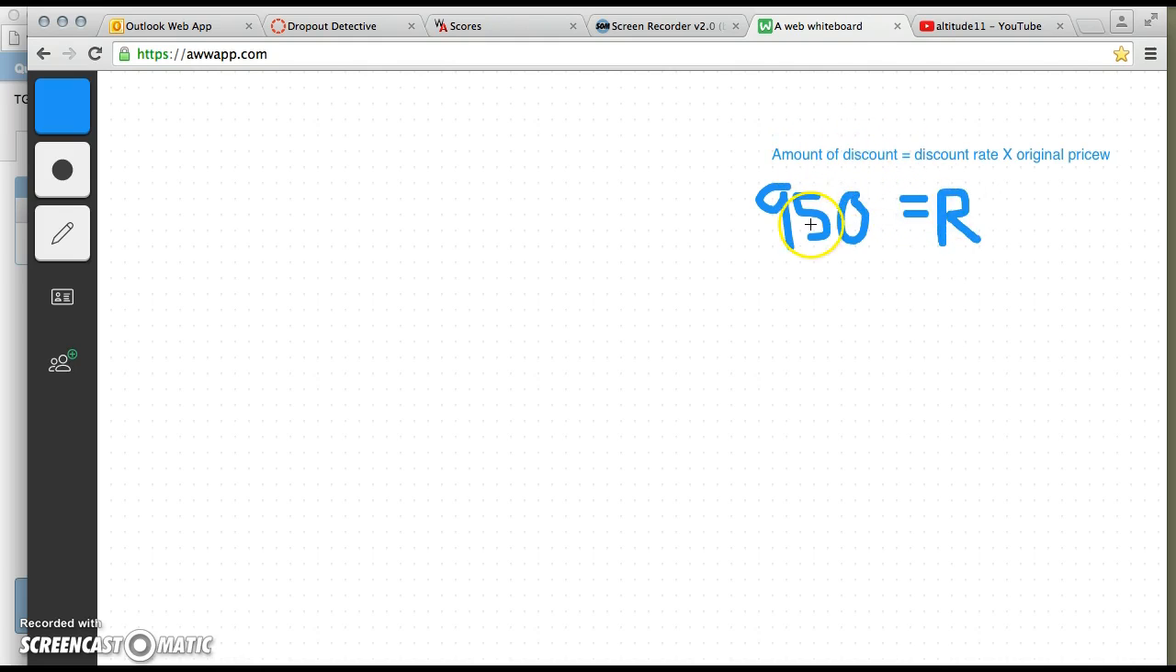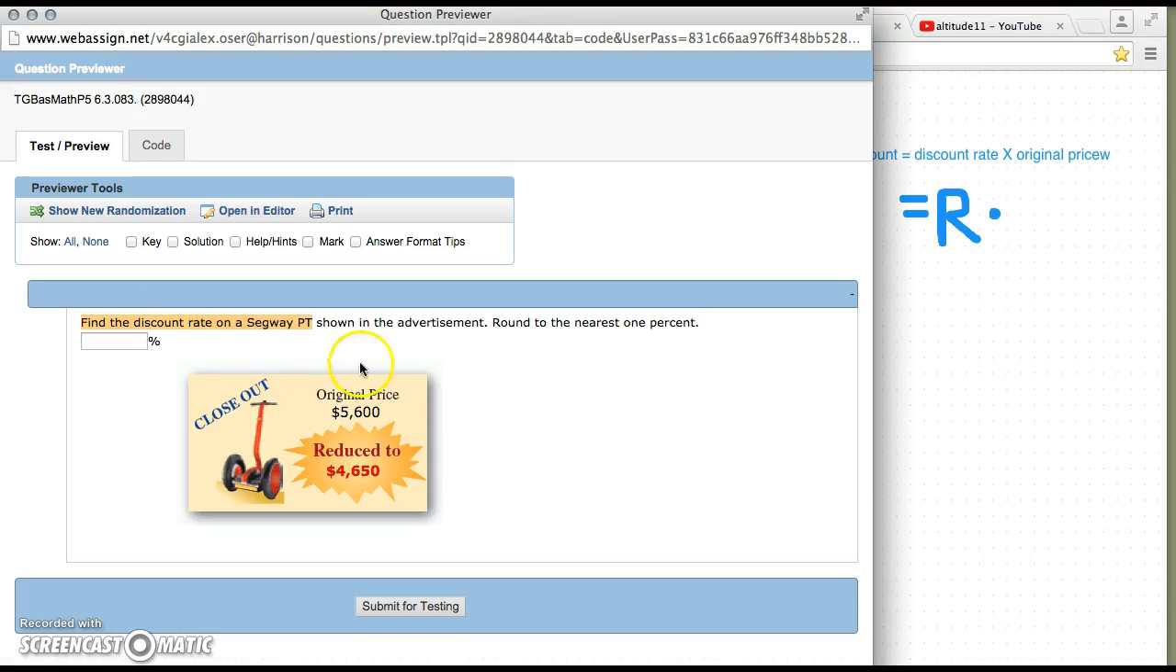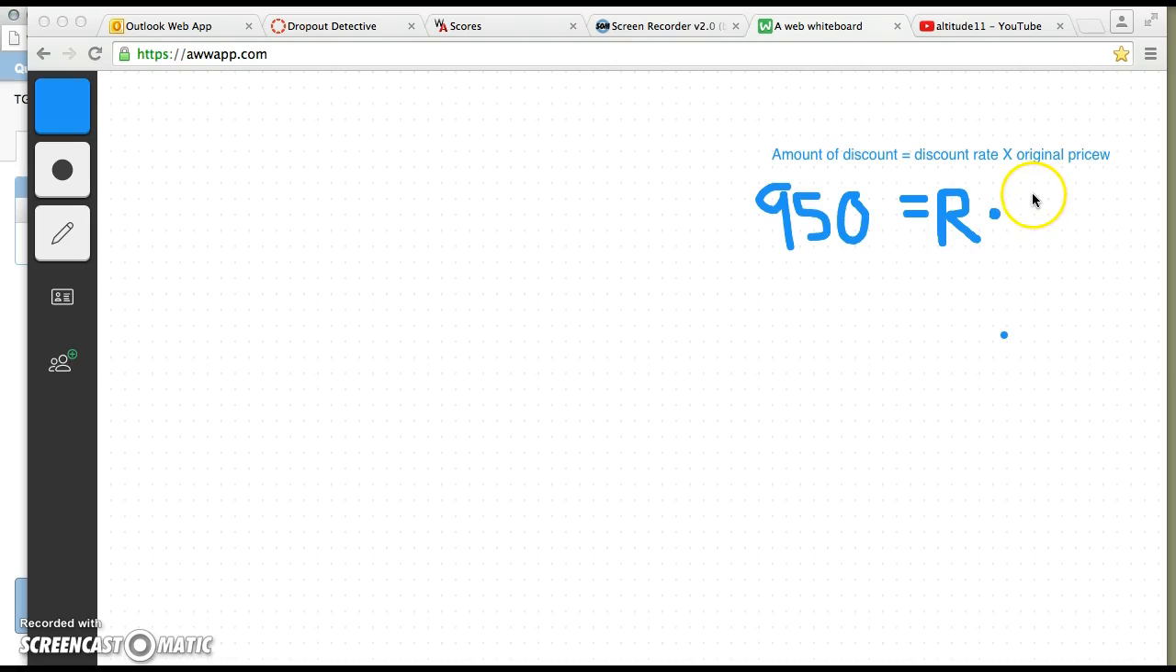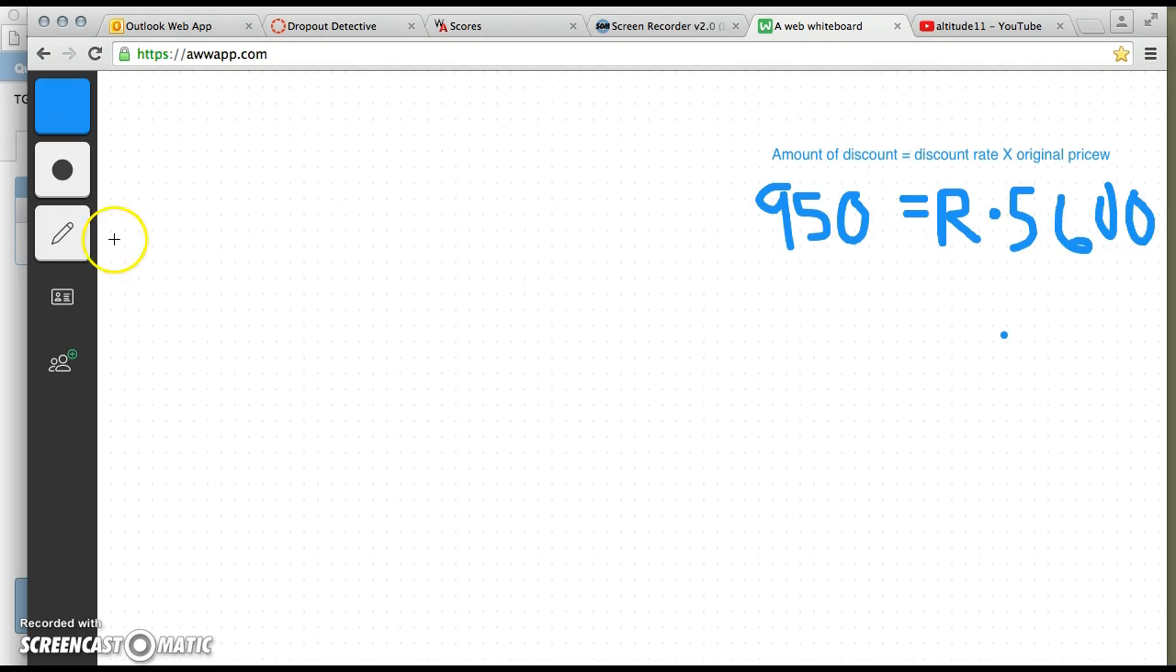So the amount of the discount, $950, is equal to the discount rate, remember we're calling that R, times, I'll just use a dot here, the original price. And I spelled price wrong, my apologies. Our original price was $5,600. Alright, so there is our formula. Now we just need to go ahead and solve.